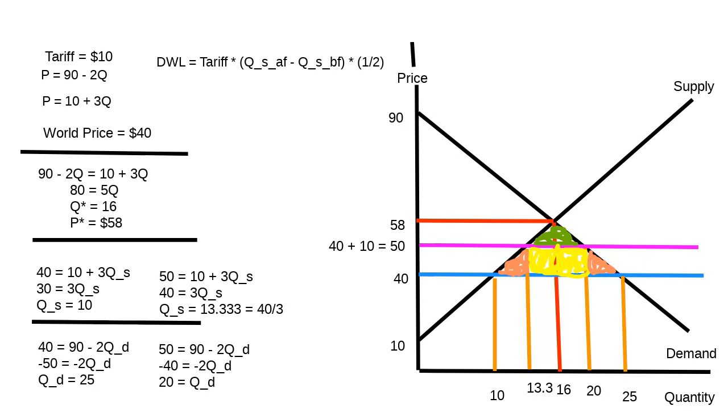And then we have the second part of the triangle. Apologize, this is moving a bit slow. So for the second triangle on the right side, it's going to be tariff times quantity demanded before the tariff minus quantity demanded after the tariff, times 1/2.